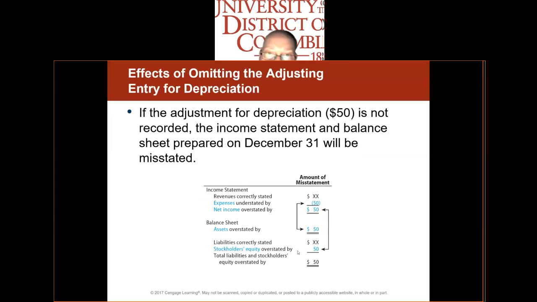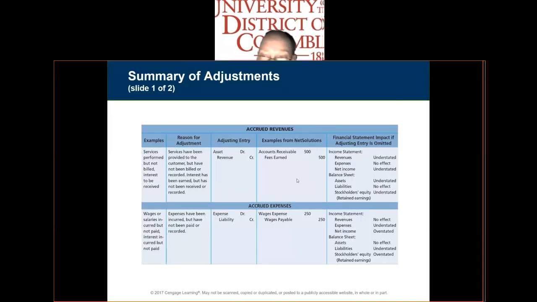And of course, if you decide to omit or accidentally forget to record that adjusting entry, you can understate your expenses, overstate your net income, overstate your assets, and overstate your equity. So those are just things that happen. And then, of course, this is a nice visual representation of accrued revenues, accrued expenses, very similar to what we looked at before.